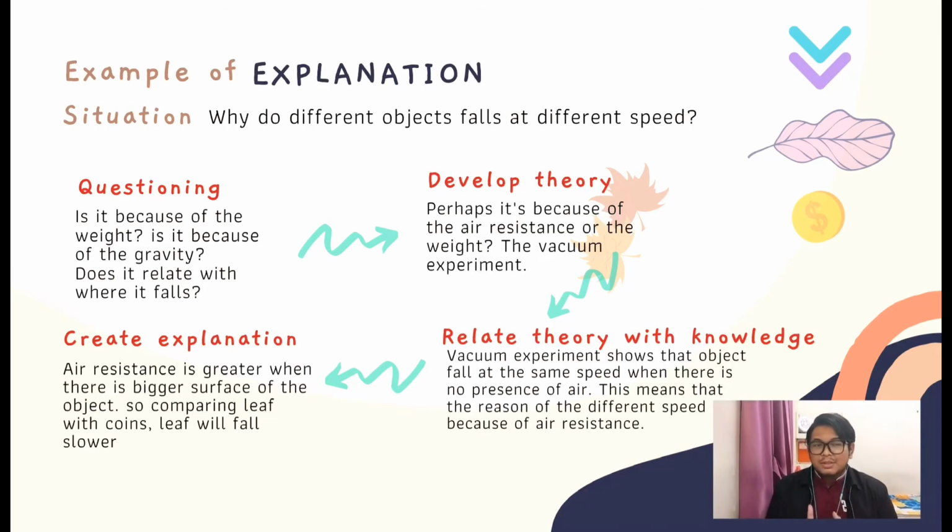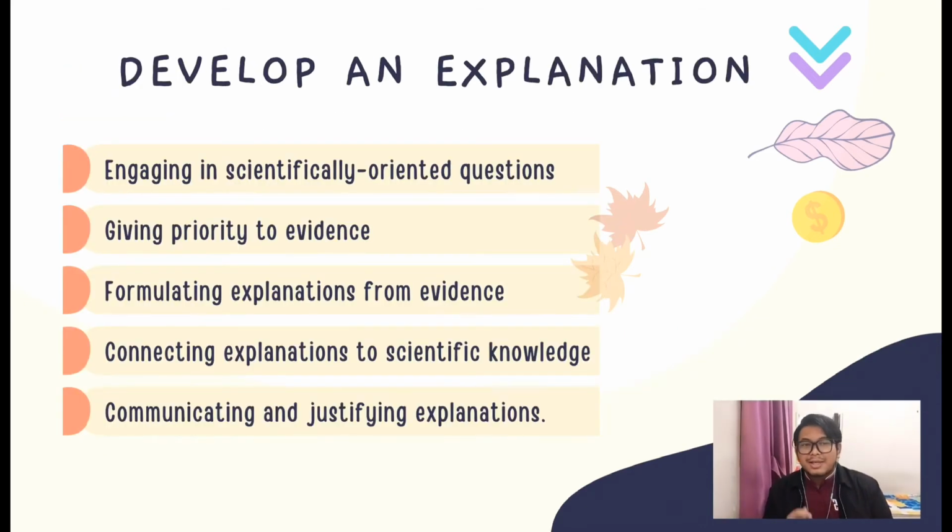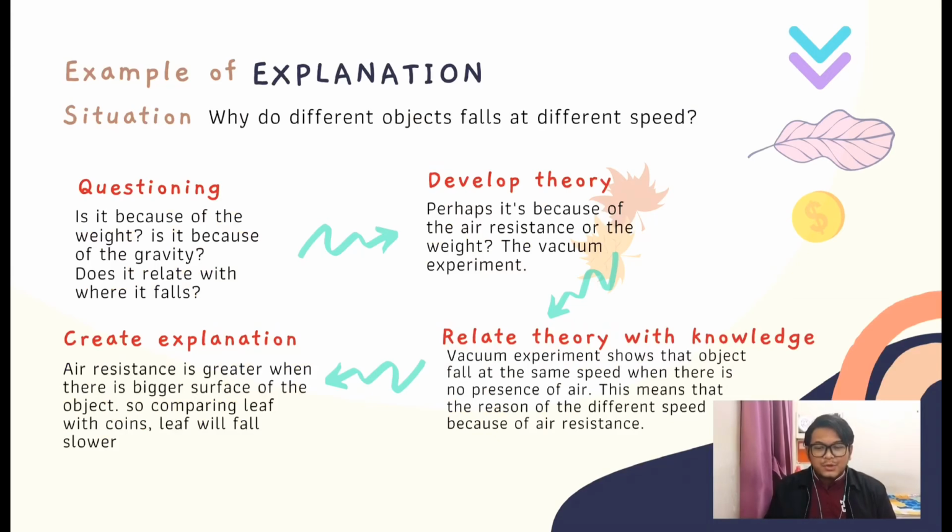So based on this situation, I want to show you guys how to develop an explanation. So the first one, just like I said before in the previous slide, is engaging in scientifically oriented questions. So the first one I put there is questioning. Is it because of the weight? Is it because of the gravity? Or does it relate with where it falls? So we question based on scientifically oriented questions. Is it because of this and that and so on? Why, what, where? You can use any points you want, right? That's the first thing, questioning.